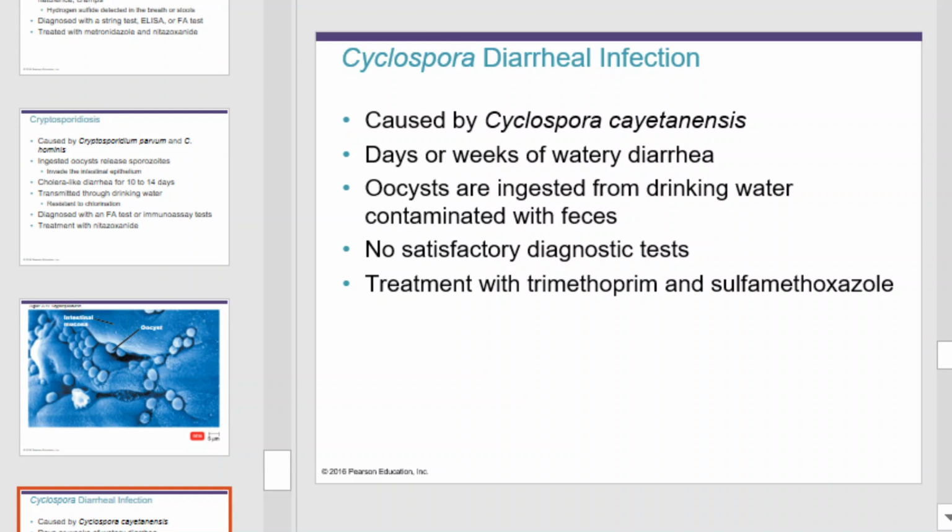Cyclospora diarrheal infection is caused by Cyclospora species. This creates days or weeks of watery diarrhea. Oocysts are ingested from drinking water contaminated with feces. There are no satisfactory diagnostic tests, and it's treated with trimethoprim or sulfa drugs.